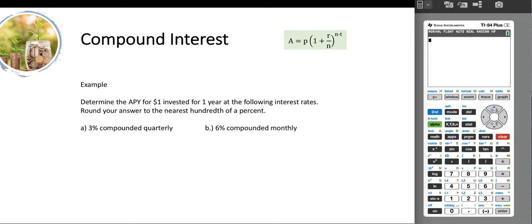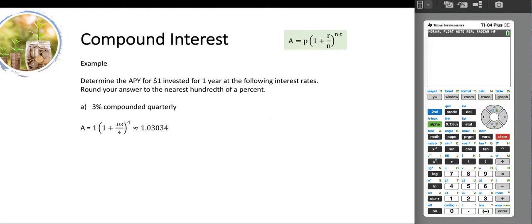So for example, we're going to work through two different problems. One where we're finding out what the APY is for 3% compounded quarterly, and the other is 6% compounded monthly. Hopefully these two examples will help you with the problems you have to do in your assignments. So first of all, we're going to take this 3% compounded quarterly and put that into the formula.